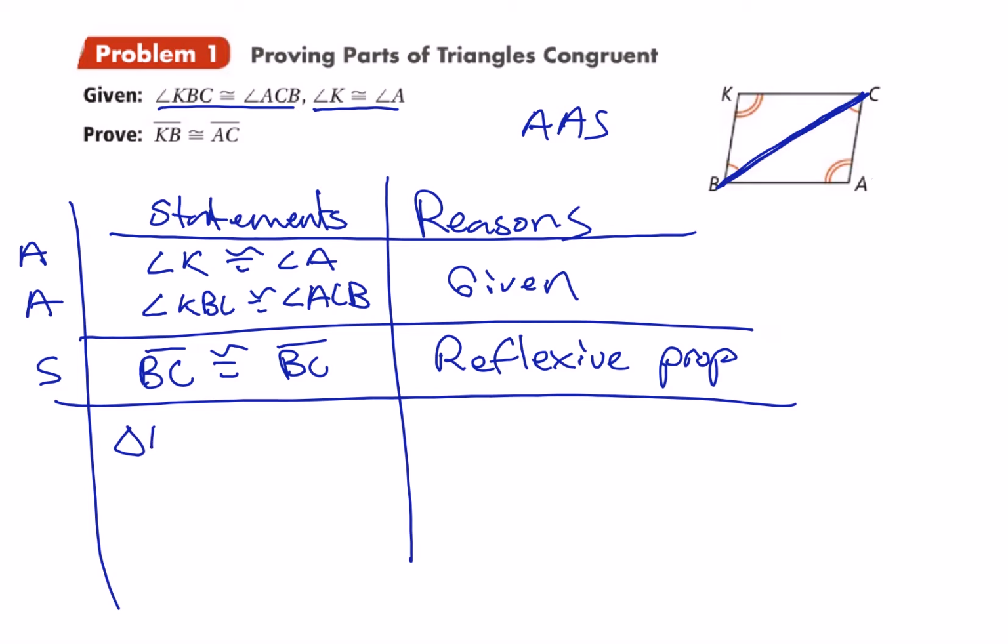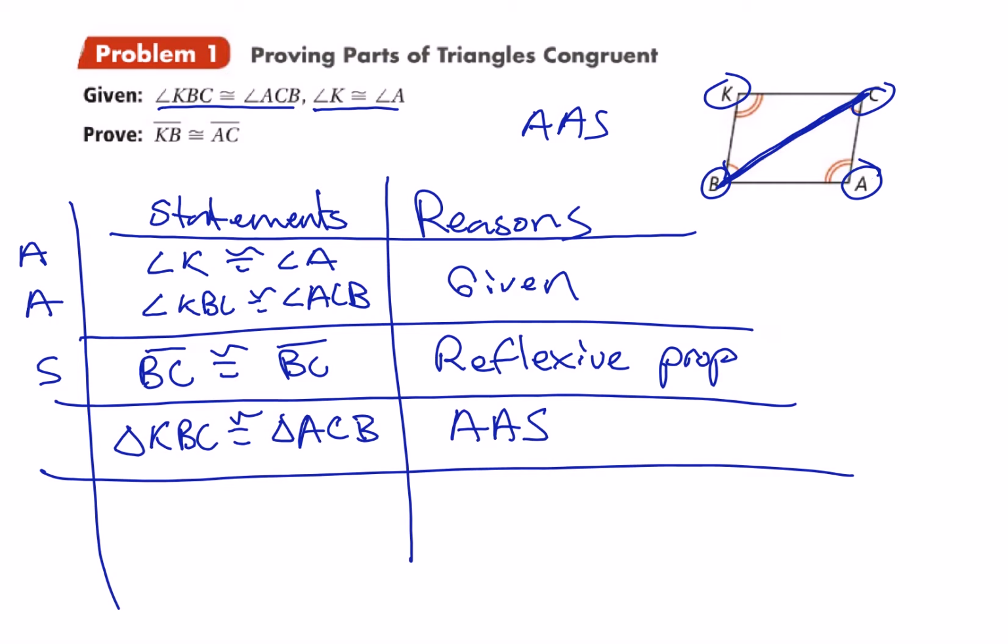So triangle KBC is congruent to, remember the first one doesn't matter the order, so your K corresponds to A because they're both two arc marks. B corresponds to C because they're both one arc mark. And then, what's the other one? C right here corresponds to that B. And the reason is angle, angle, side.